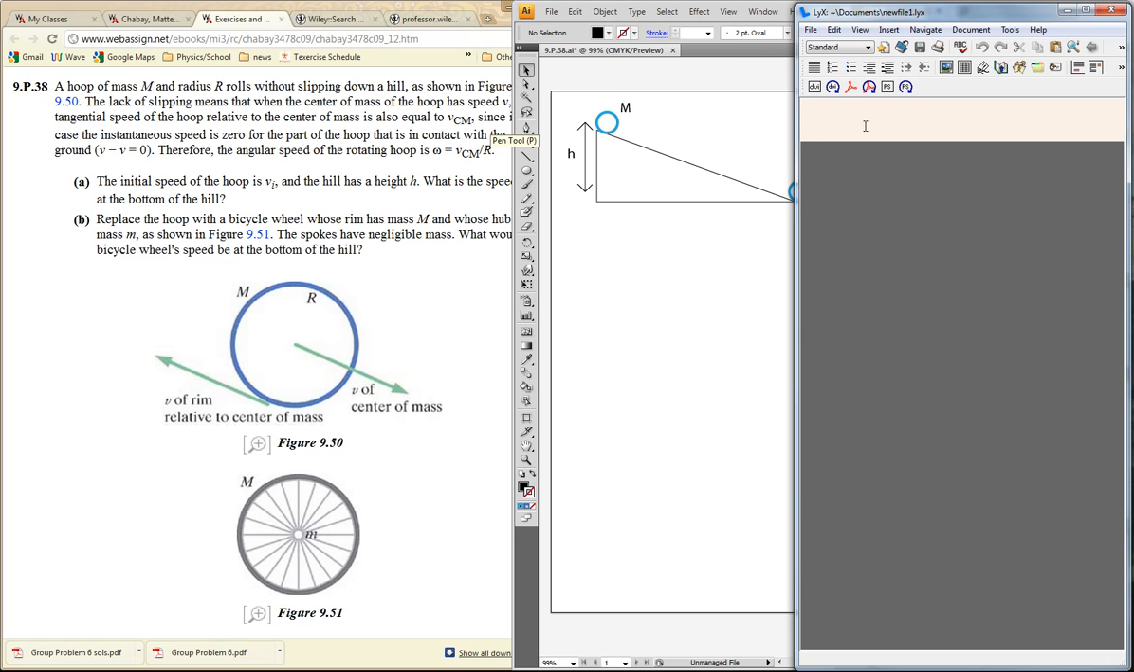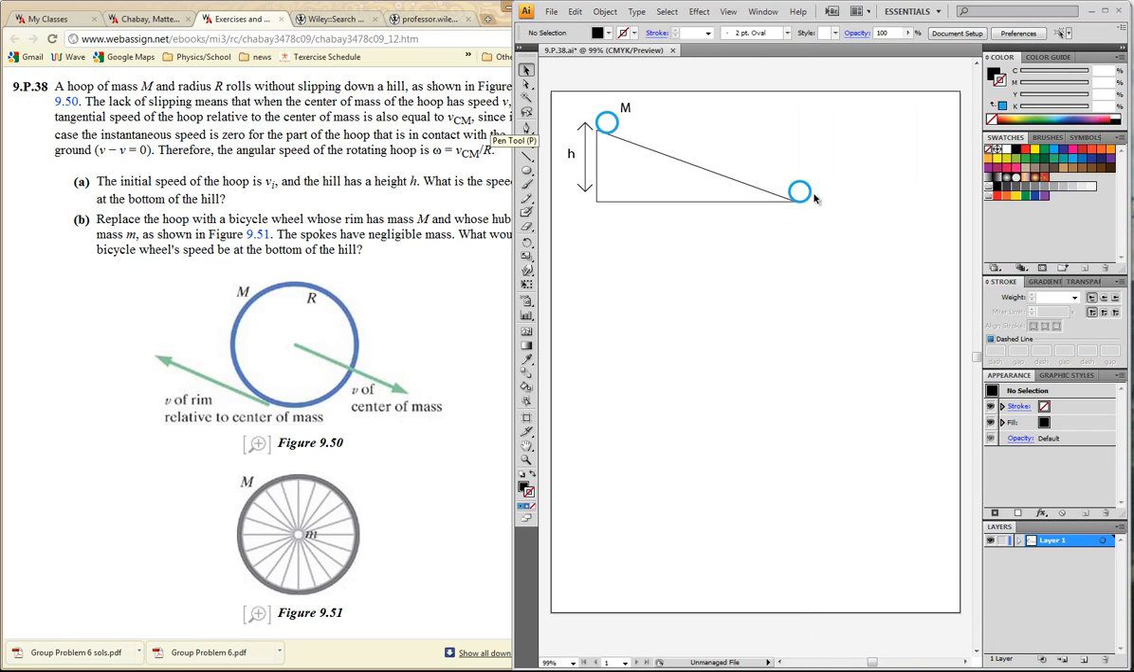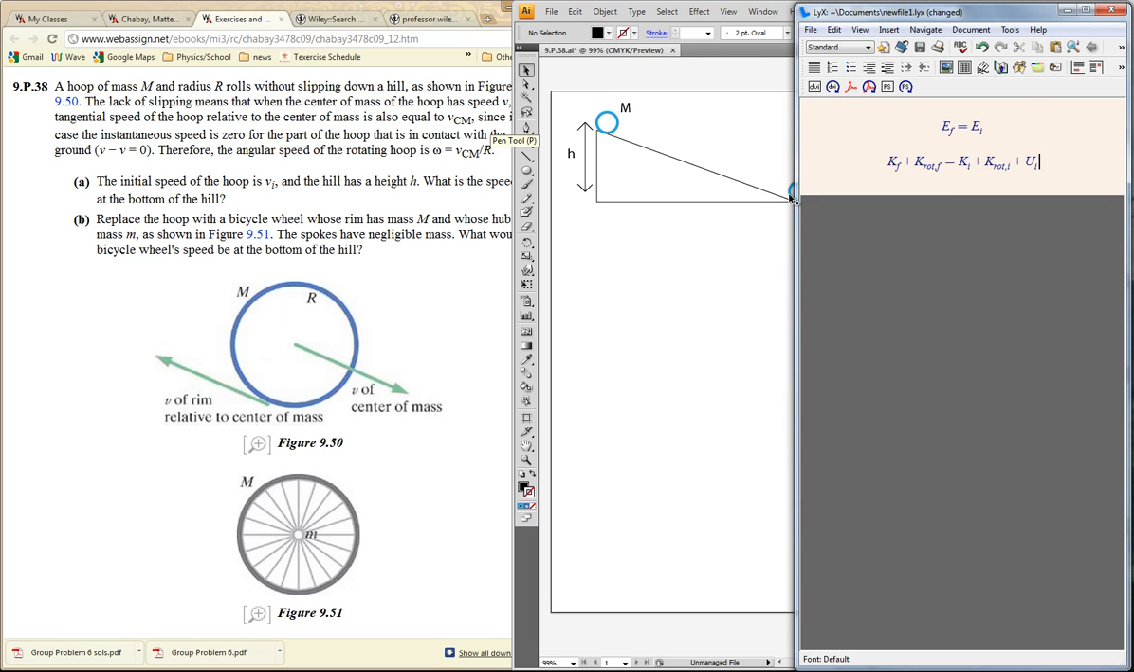Well, energy is definitely conserved. There's no frictional loss here. So we will set up the basic energy equation. Those are our energy terms. In the final state, it's translating and rolling, but has no potential energy, so we have these two terms. In the initial state, it's translating, rolling, and has gravitational potential energy.